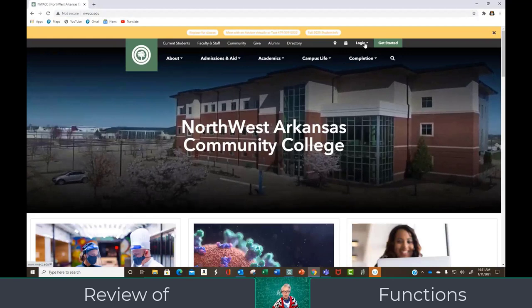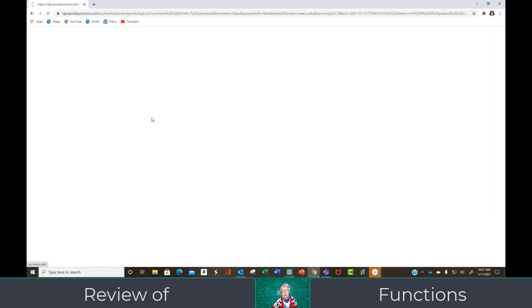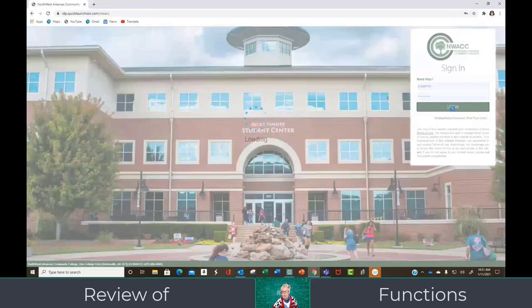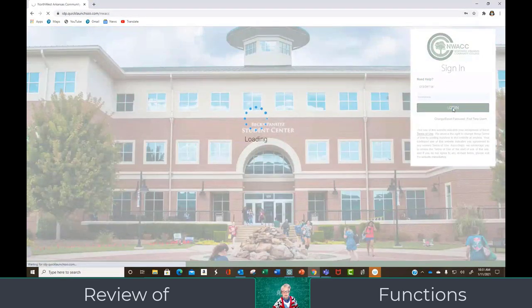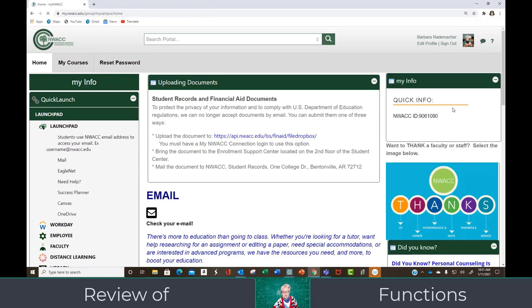Okay, I'm going to go to current students and then log into my NMIC that way, because that's a very quick way to log in. Then username and password. Okay, and from here, FYI, you can reach your NWAC email by clicking on mail.